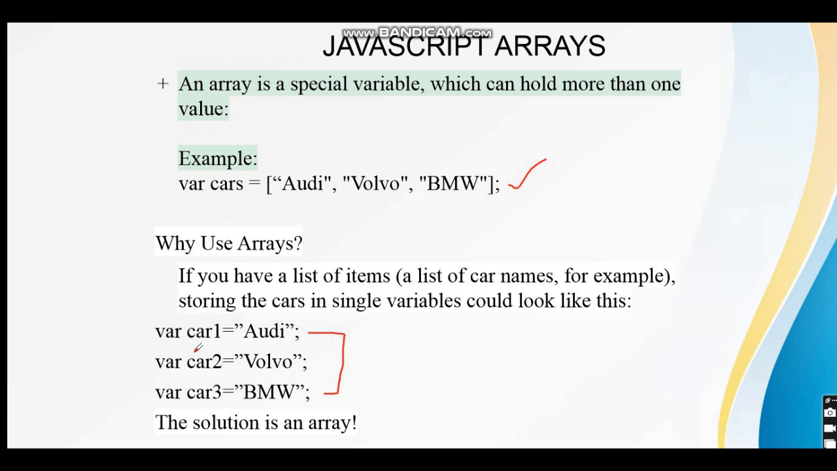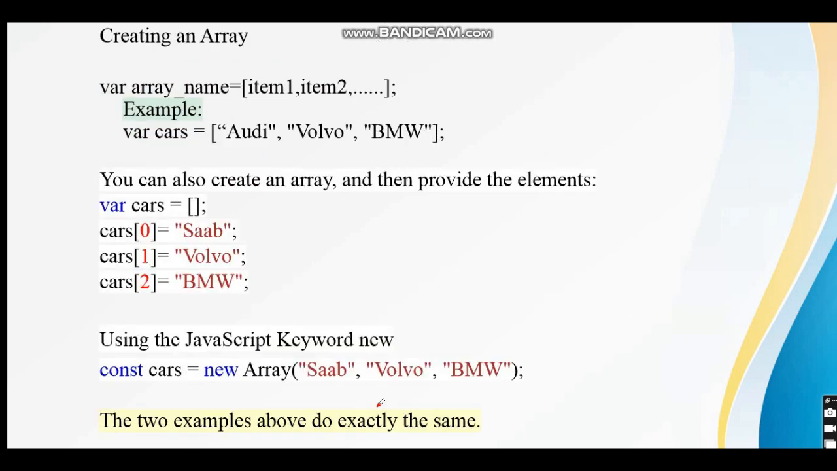This is a single variable. This is another variable for storing the car name Volvo. This is another variable for storing the car name BMW, right? That means for every name we need to create a variable, right? Then the solution for this is an array.